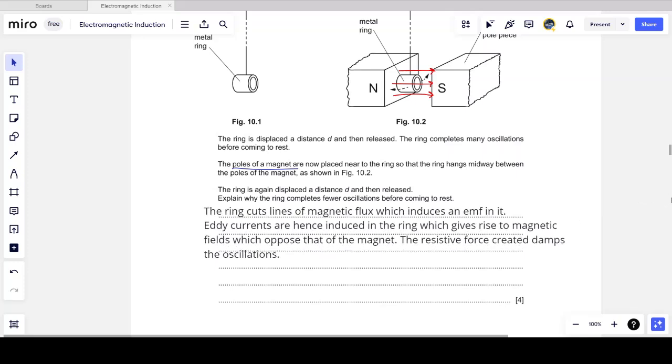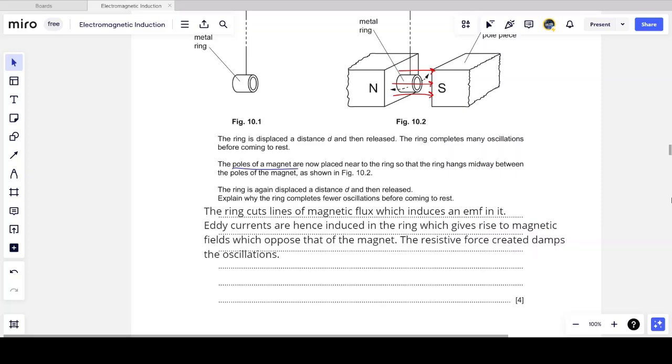So the ring cuts lines of magnetic flux. This induces EMF in the ring, by the law of electromagnetic induction. Eddy currents are then produced, which give rise to their own magnetic field. And so now the metal ring has a magnetic field around it. It didn't originally have one. It required the induced current to give rise to a magnetic field.